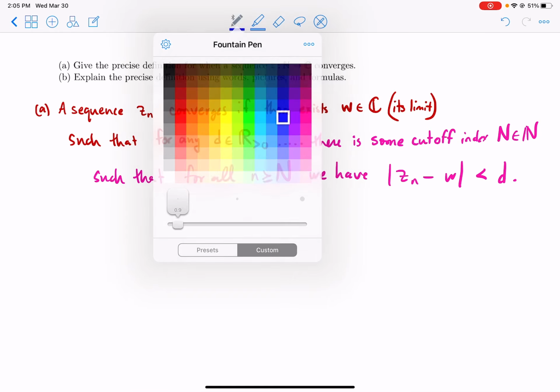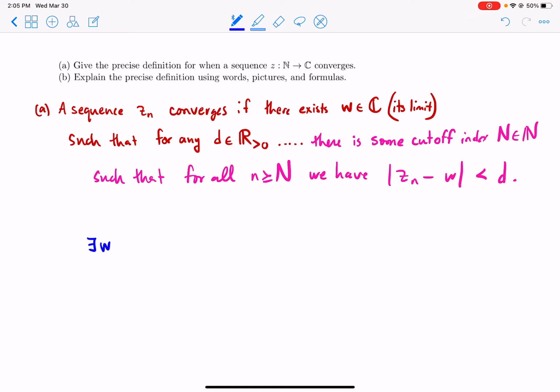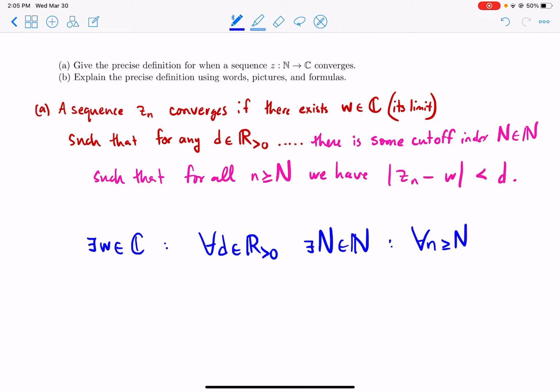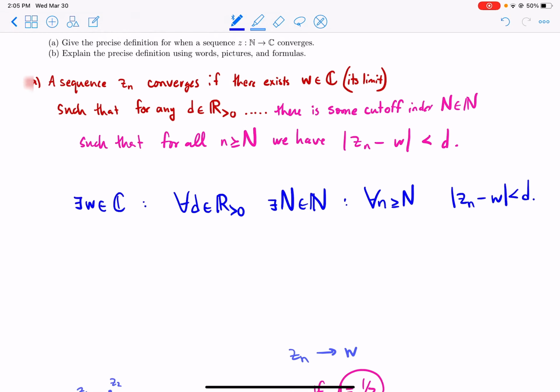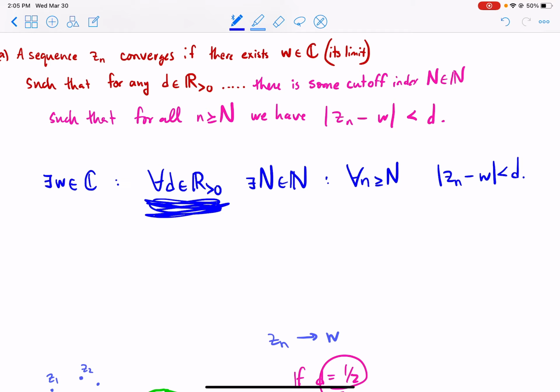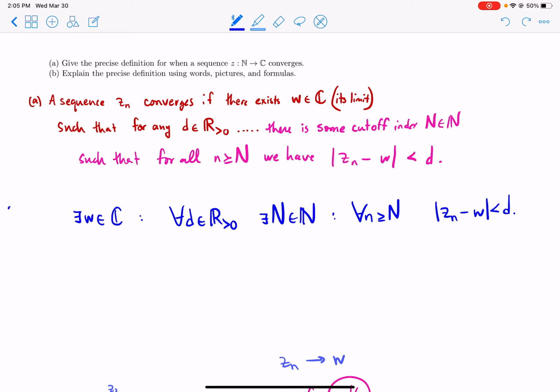So let's put it in formulas. There exists a w such that for all desired closenesses, there is a cutoff index such that for all the indices past the cutoff index, we have z sub n minus w less than d. And this has to be true for all closenesses. And really, this is the precise definition.